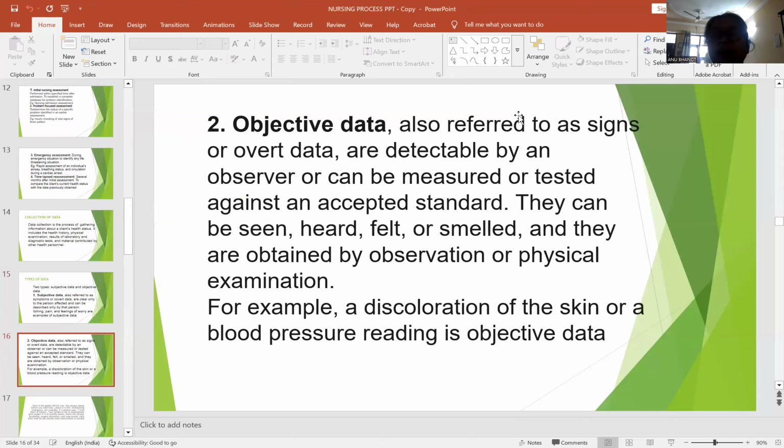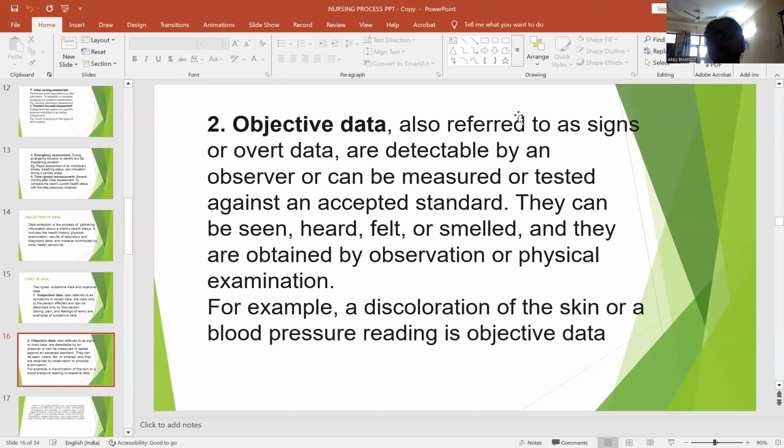Objective data are the signs which are measured by an observer. Observers are nurses, doctors, anyone can be the observer. They can be seen, heard, felt, or smelled, or they can be obtained by observation and physical examination.